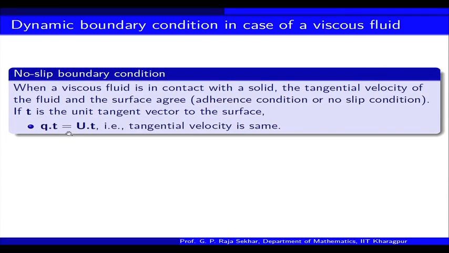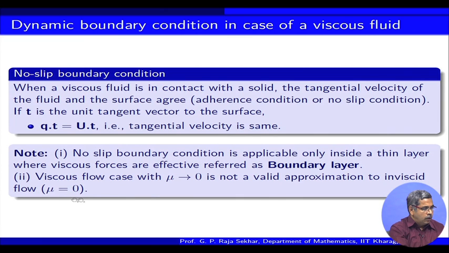Okay. The tangential velocity is the same. This is typically called the no slip condition. Now, as I already indicated, the no slip condition prevails more in a thin layer above a boundary, because you do not expect, far away from the boundary, viscous effects to be prominent. So the no slip condition, where the tangential velocity equals the tangential velocity of the surface, is more prevalent within a thin layer.